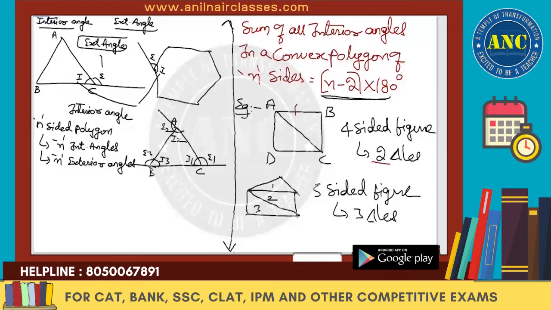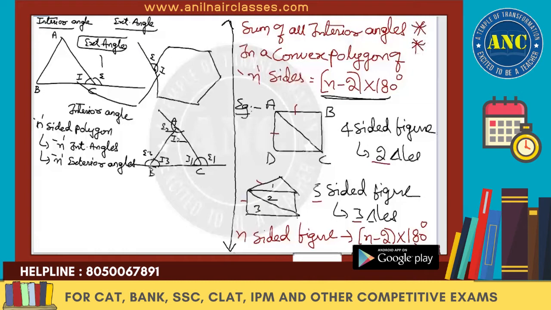That means 2 is subtracted because there are 2 adjacent sides. In a five-sided figure, there are 3 triangles because there are 2 adjacent. So in an n-sided figure, the total sum will be n minus 2 triangles, and each triangle's angle sum is 180. I hope the proof is clear.